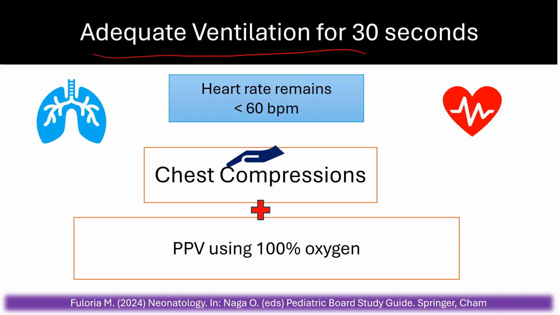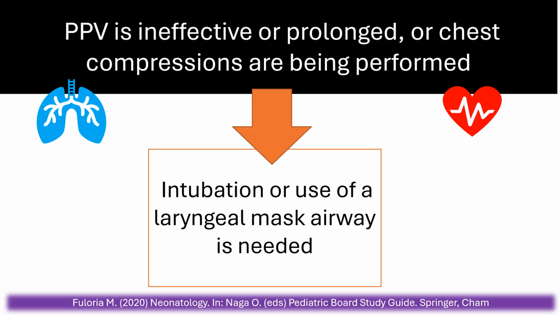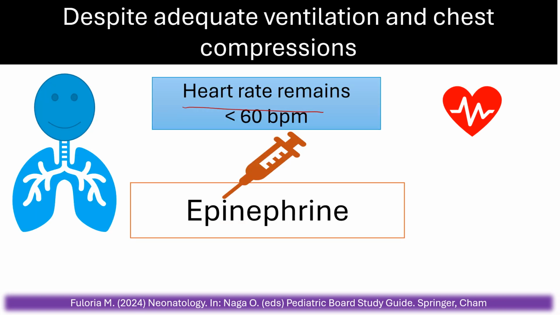After adequate ventilation for 30 seconds, if the heart rate remains less than 60 beats per minute, start chest compressions plus PPV using 100% oxygen. If positive pressure ventilation is ineffective or prolonged, or chest compressions are being performed, intubation or use of a laryngeal mask airway is needed. If the heart rate remains less than 60 beats per minute despite adequate ventilation and chest compressions, the next step is intravenous administration of epinephrine. Also, you can give epinephrine via endotracheal tube if vascular access is not available.